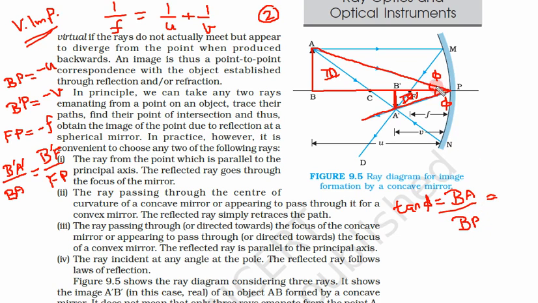Now in triangle 4, what is the perpendicular? B'A' divided by this base. Base is B'P. Again, let us do the multiplication and make the form B'A' upon BA. So B'A' upon BA is equal to B'P upon BP.